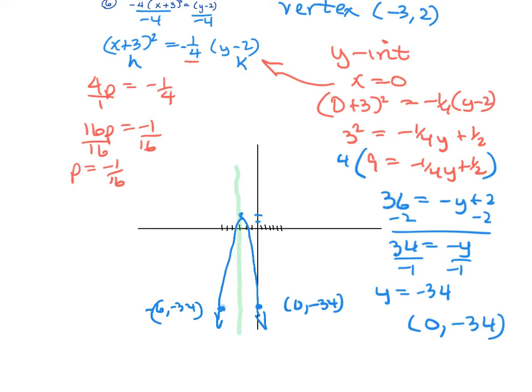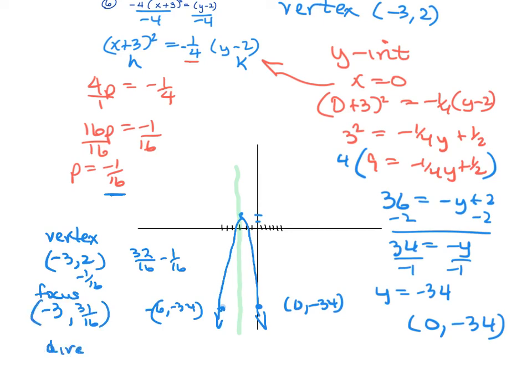Now to find my focus point, I'm going to take my vertex, which is the ordered pair negative 3, comma 2. I need to use this p-value, and what I'm going to do is add it to the y. I'm really subtracting it. So my focus point becomes negative 3, and then if I do a common denominator, 32 over 16 minus 1/16, I get 31 over 16.